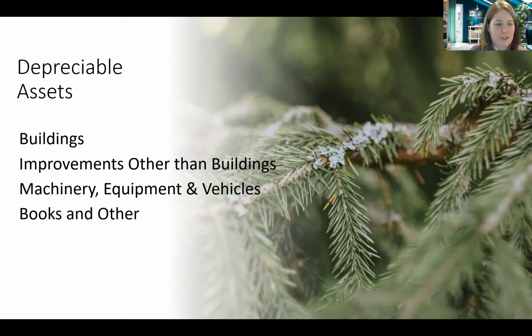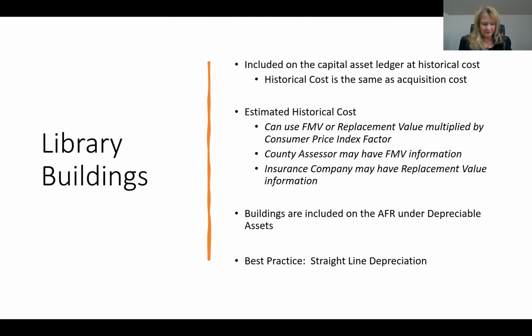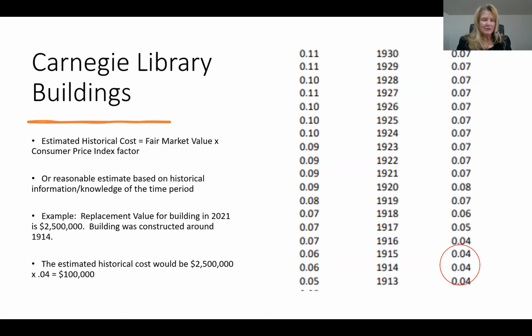Okay, let's continue. So we were on buildings, I think, maybe the next slide. So for library buildings, I think we went over this. They're included under depreciable assets, and then straight line depreciation would be the best practice for library buildings. I know some of you have Carnegie library buildings that may be a little challenging to find a value for, historical cost for those.